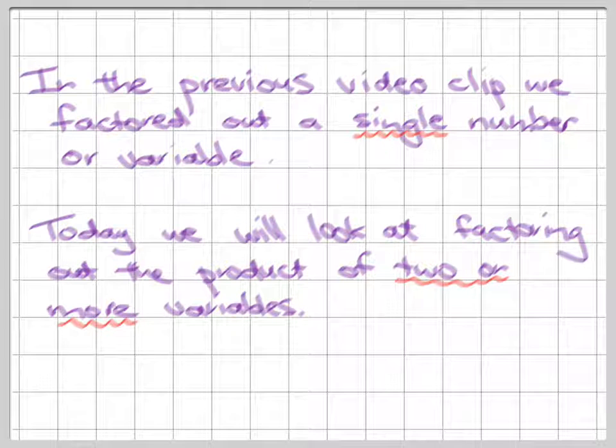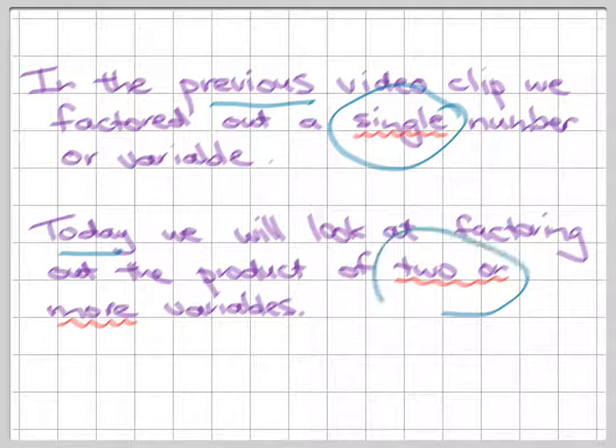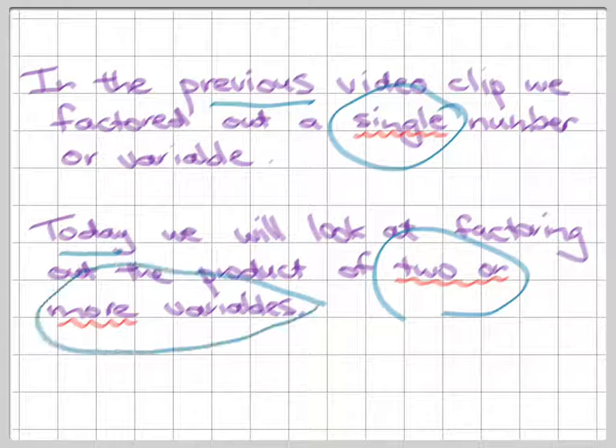So yesterday, that was the previous video to this one, we factored out a single number or variable. Today, we're going to look at factoring out the product of two or more variables. So it's just another step further in the learning process. So let us have a look at 2 or 3 examples quickly.